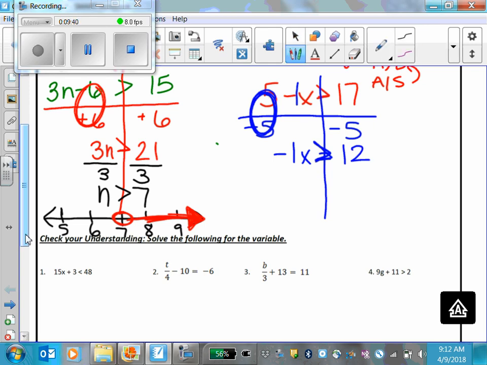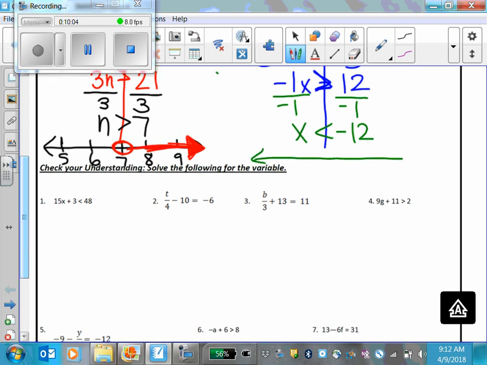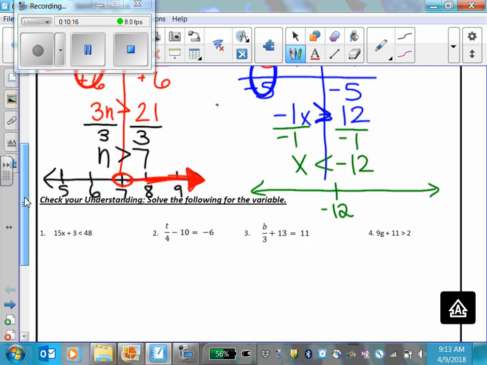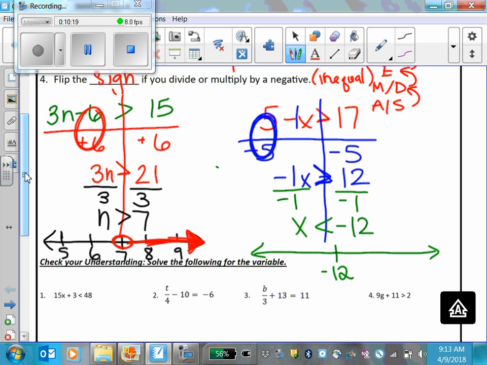What do I have to do now? Divide by negative 1. Am I dividing or multiplying by a negative? Yep. So I've got to flip the sign. x is less than negative 12. Make sure you flip the sign. And now, let's graph. Where did I get negative 12? 12 divided by negative 1. A positive divided by a negative is a negative. How did you get negative 1? I like to put the 1 in. If an x is by itself, you know it's a 1. So I like to put it in, but you don't have to. I just like to so I don't forget about it.